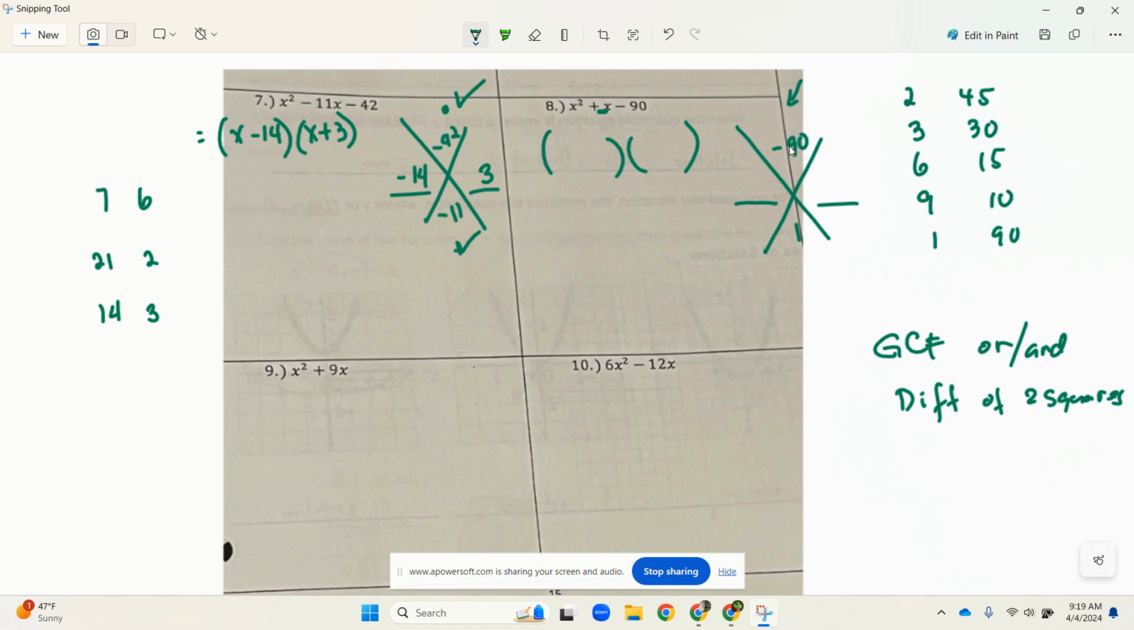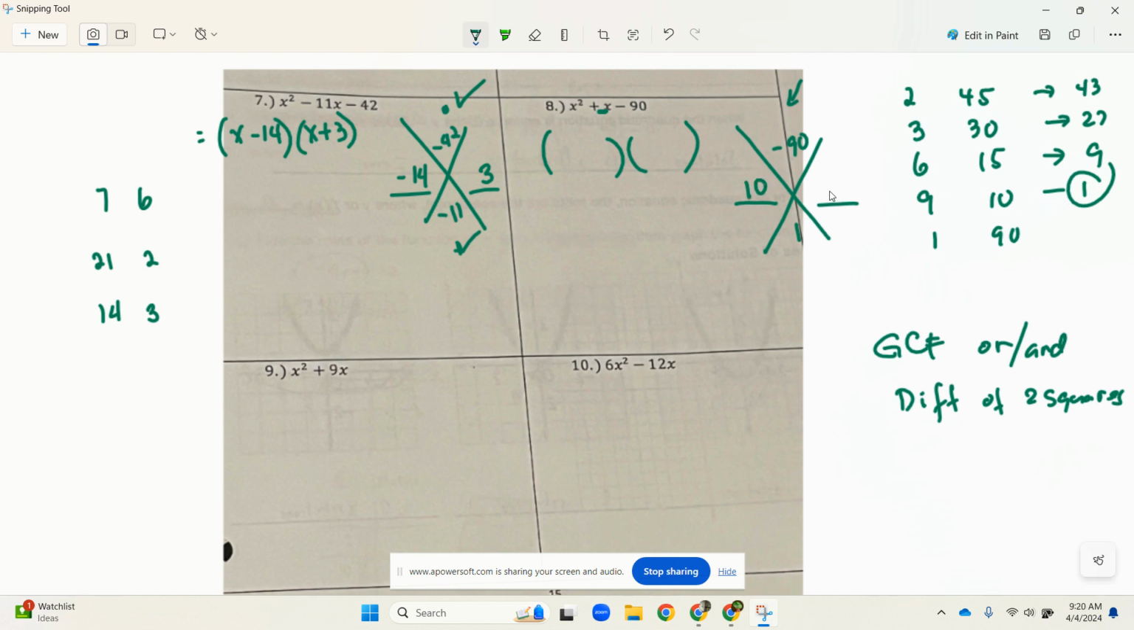So since this is, again, negative 90, which one of these will have a difference of 1? Okay, so this one right here, the difference is going to be 43. No, not that one. The difference here is going to be 27. Not that one. The difference here is 9. The difference here is 1. There you go. So that means I just have to worry which one is positive and which one is negative.